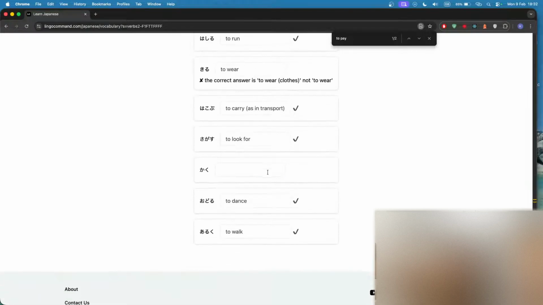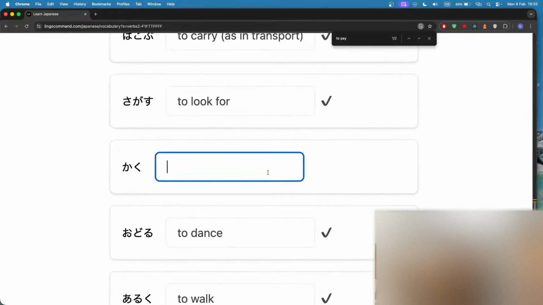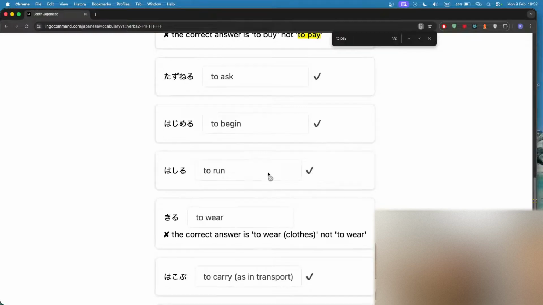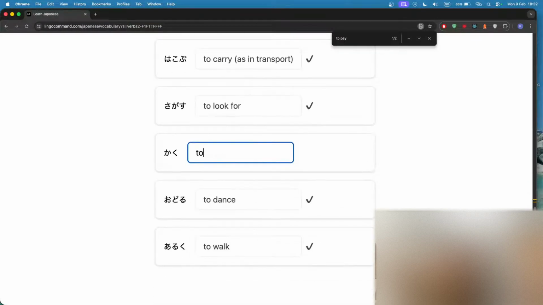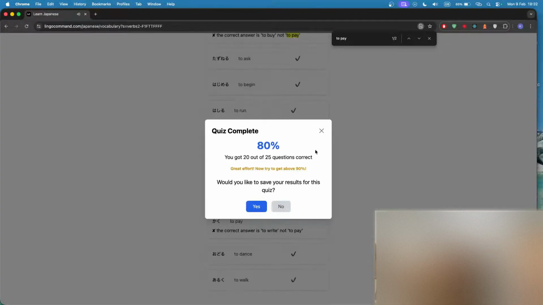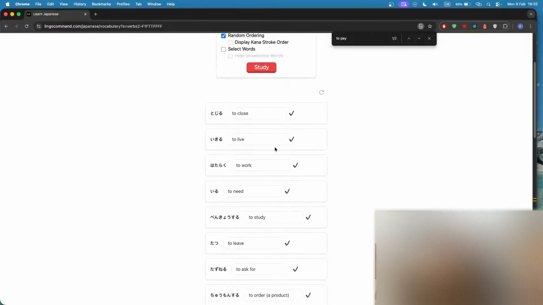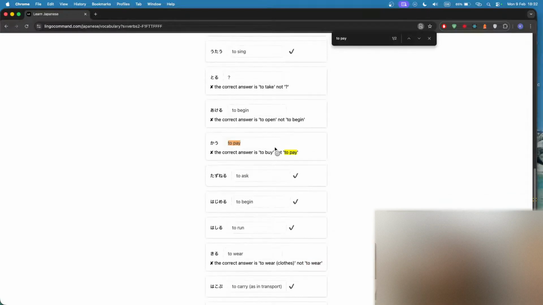This is kind of similar, but oh, so this is kau, and then kaku. Is this to pay? Kaku is to write. Okay, so some improvements definitely need to be made here. So let's take a look at what we got wrong.